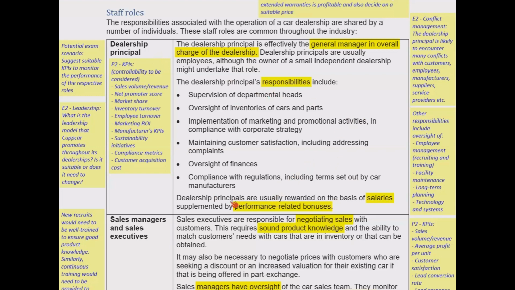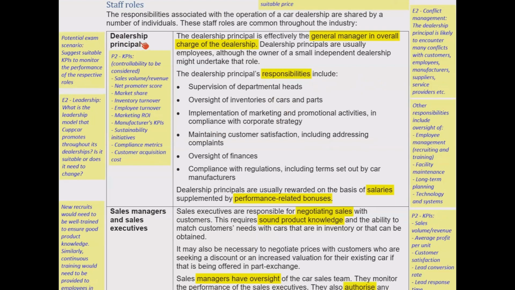that are set for them. A whole load of things going on here that to me are focusing in on some of that P2E2 area. So also thinking about management and leadership styles. So we start off here with the dealership principal in charge of the whole of a single dealership. So we're thinking about each of those 214 Cuppcar dealerships.